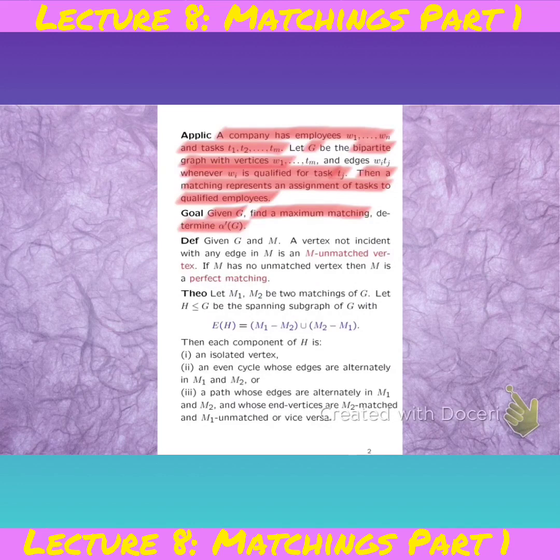If we were to go deeper into the knowledge surrounding this particular parameter, we just need to quickly look at a few more definitions. So given a graph G with a matching M, we say a vertex not incident with any edge in the matching is an M-unmatched vertex, right? And if M has no unmatched vertex, then we say that M is a perfect matching.